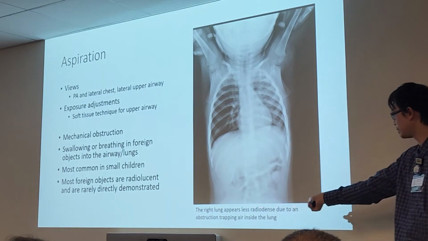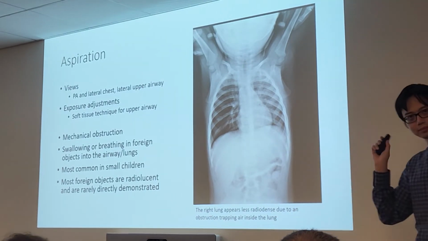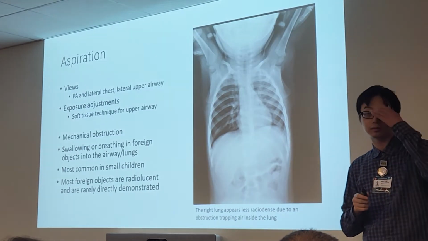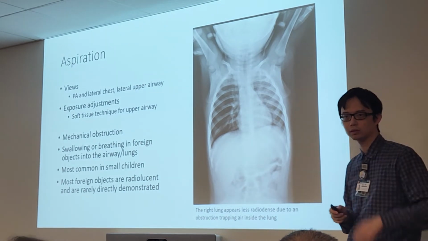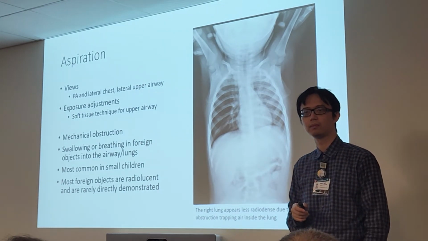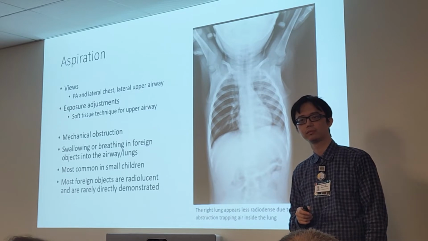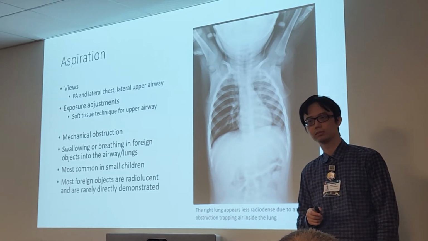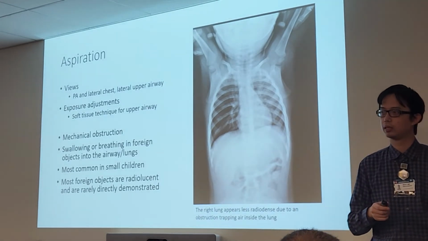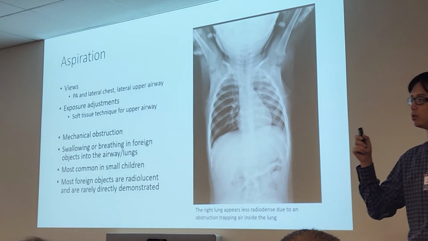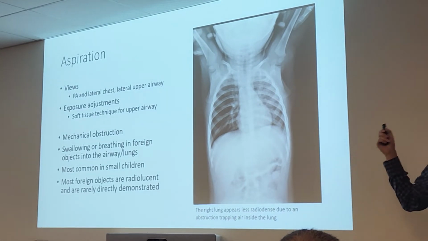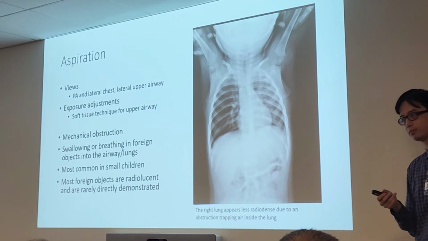Right lung appears less radiodense due to obstruction trapping air. So you don't necessarily have to even see the obstruction. You can just basically tell that it most likely is one because it's more black than the other one. Correct. Okay. So sometimes you can see the obstruction, most times you won't be able to, but there are these other signs you can look for.